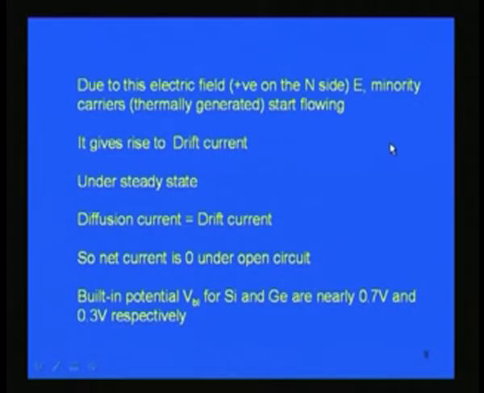So, this uncovering of bound charges, as we have seen, produces an electric field. This electric field will now act upon the minority carriers, so drift current will be produced, and under steady state the diffusion current is equal to the drift current. So, the net current will be 0 under open circuit. Now, this built-in potential for silicon and germanium is typically nearly 0.7 volt and 0.3 volt.